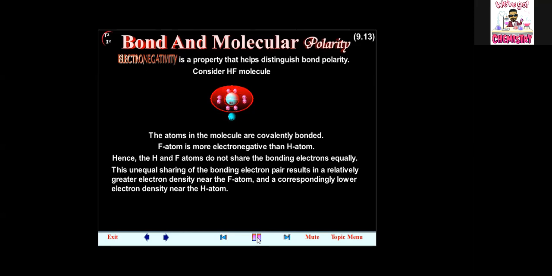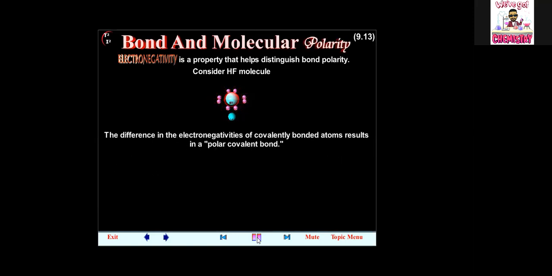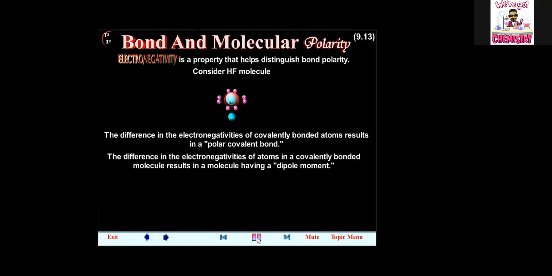results in a relatively greater electron density near the fluorine atom and a correspondingly lower electron density near the hydrogen atom. The difference in the electronegativities of covalently bonded atoms results in a polar covalent bond. The difference in the electronegativities of atoms in a covalently bonded molecule results in a molecule having a dipole moment.